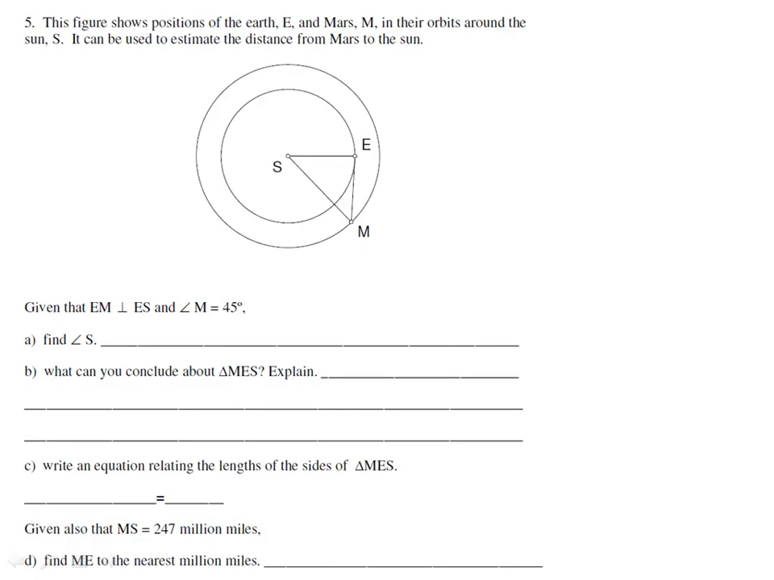A little bit of an astronomy application here. This figure shows positions of the Earth, E, and Mars, M, and their orbits around the Sun, S. It can be used to estimate the distance from Mars to the Sun. We're given that EM is perpendicular to ES, and that the measure of angle M is 45 degrees.